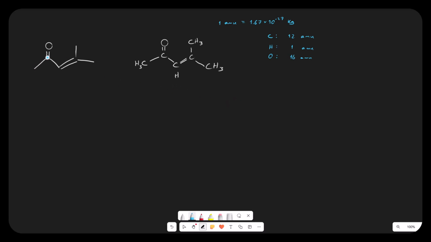Number of carbons, I've got 1, 2, 3, 4, 5, 6. Number of hydrogens, I've got 3, 4, and 3 more is 7, and 3 more is 10. And number of oxygens, I've just got the 1, so 16 AMU. If I add all these up, I get 98 AMU. That is my molecular mass.